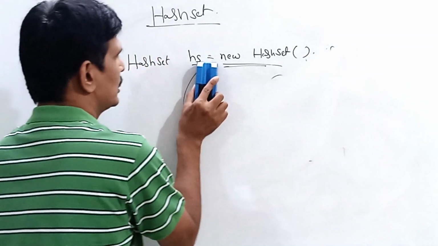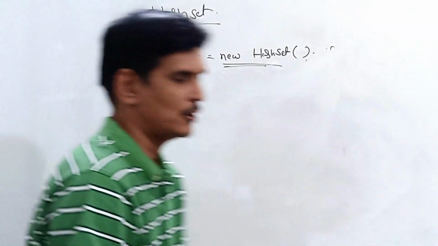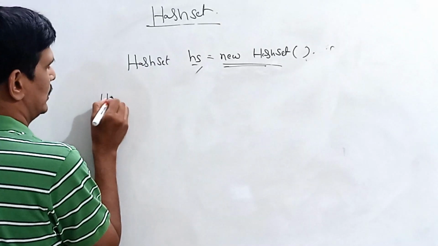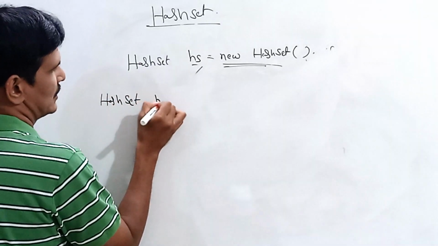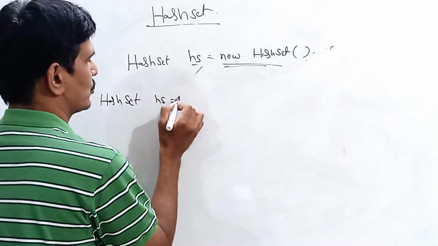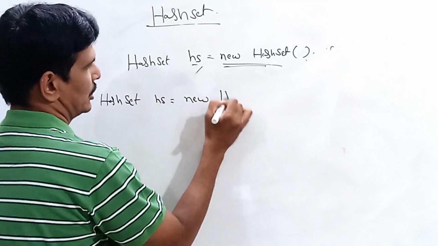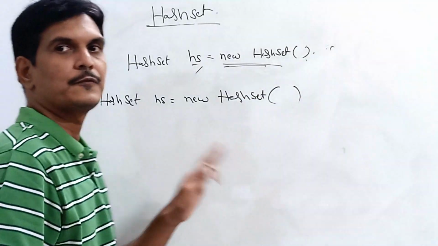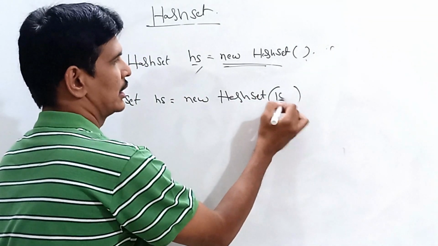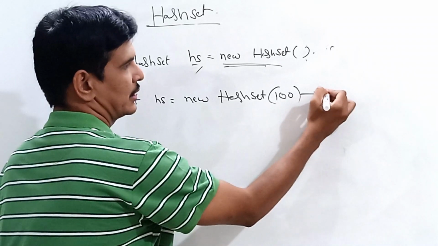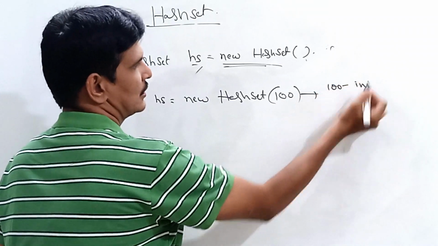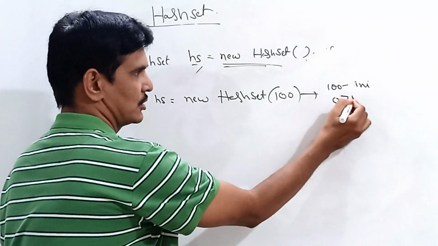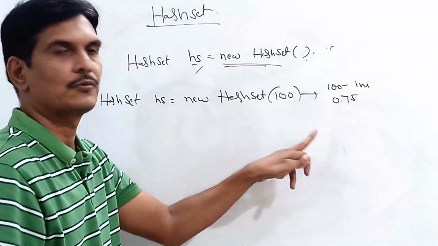To do this, we have to use another way of object creation. For example, I'll say HashSet hs equal to new HashSet, and here we have to specify the size. The default size is 16. Now I want to store 100 elements, so I can say 100. So here 100 is the initial size. And what is the load factor? The load factor is not mentioned here, so the load factor is still 0.75.